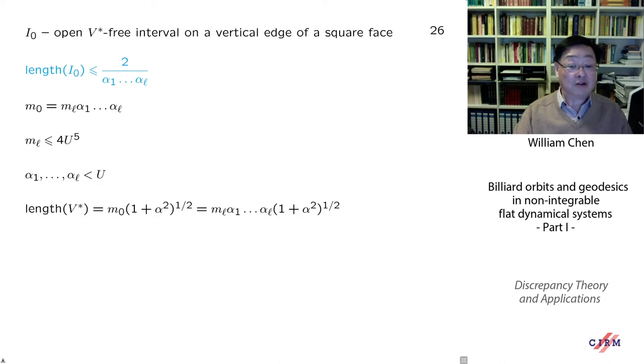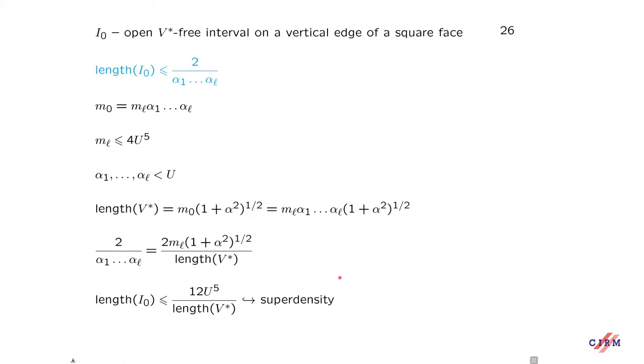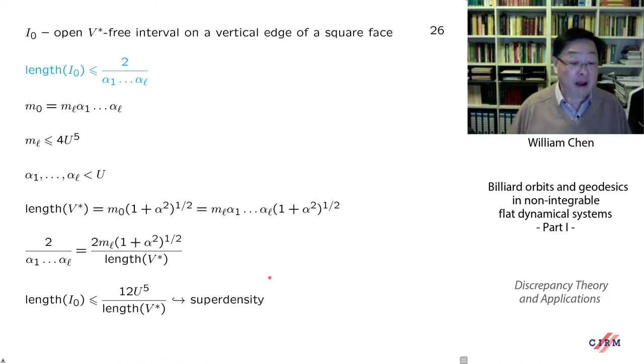And now we can do a bit of calculation. I won't go into the details. So we've shown that the length of I0 is small, and therefore we do some calculations. And once we finish the calculations, we end up having an inequality relating the length of I0 to the length of V star. And if one works a little bit, that basically gives us superdensity.